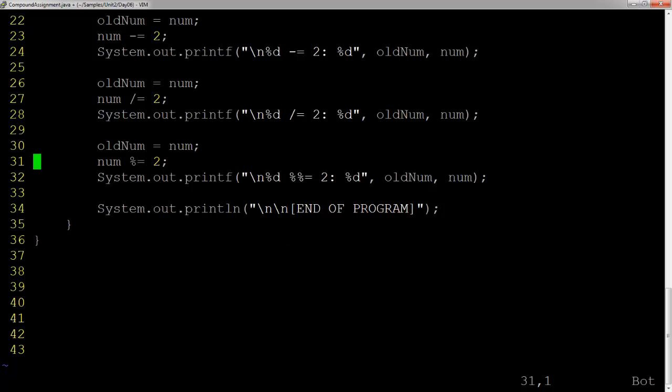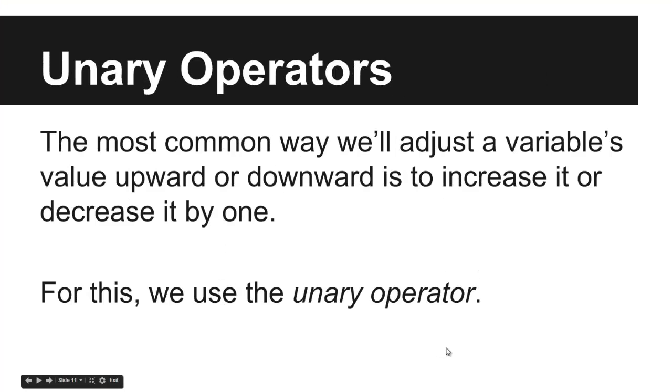Okay. When we come back, we're going to talk about the unary operators, which are just a slightly faster way of doing some of the most common compound assignments. So I'll see you in a second.